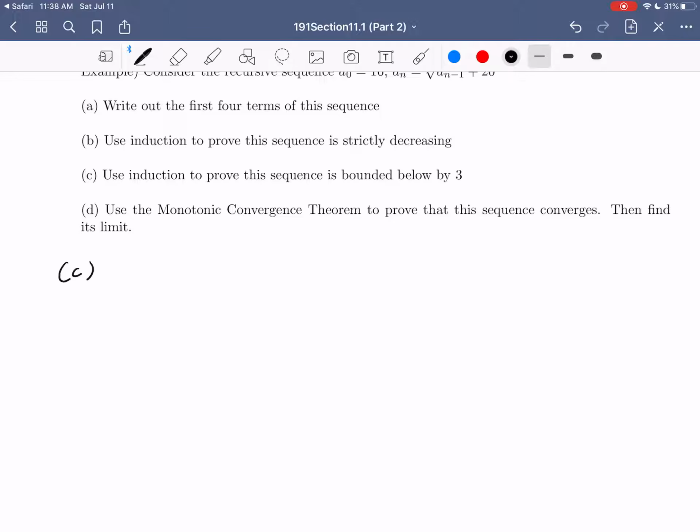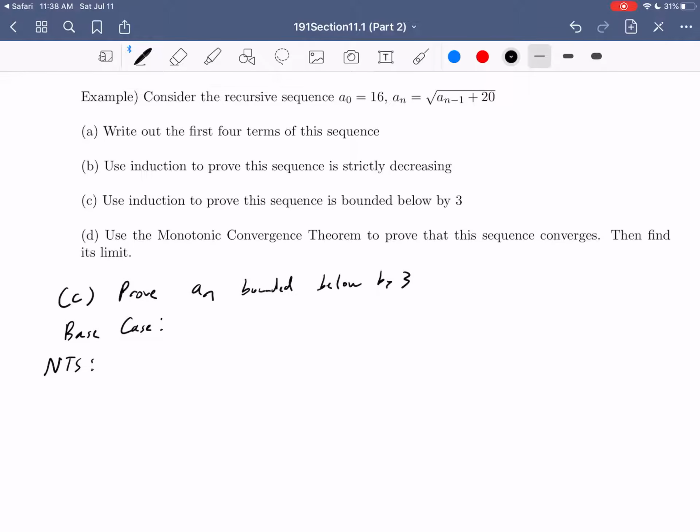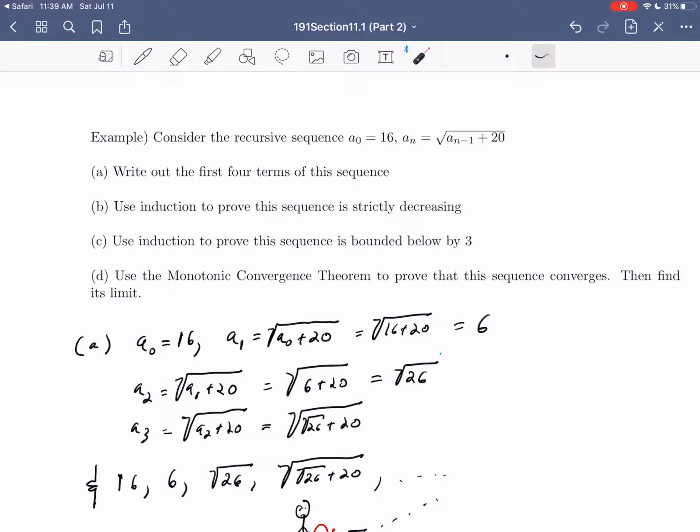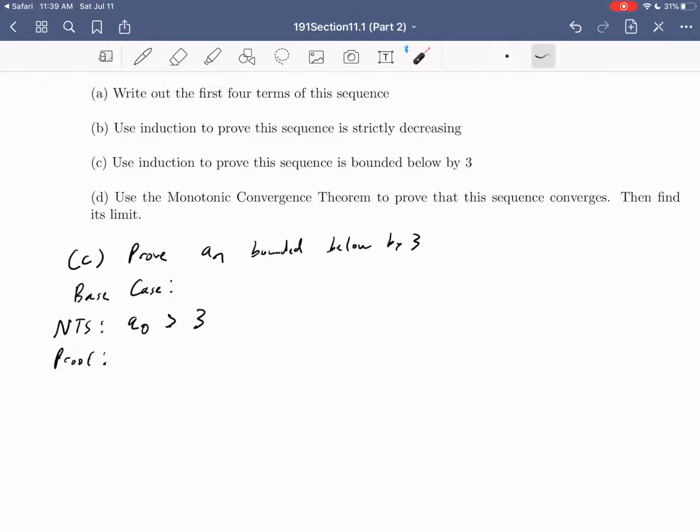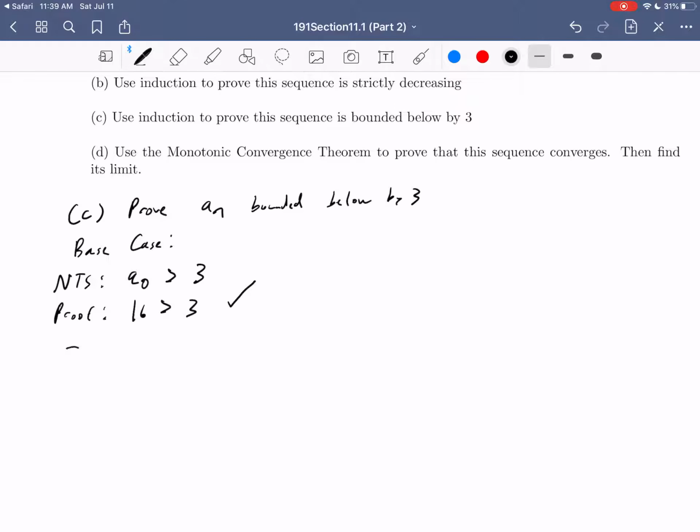So for C, we need to prove A sub n is bounded below by 3. So we need to do our base case. What would our base case be? Well, we need to show that the very first element, A sub 0, is greater than 3. In other words, that the very first element is bounded below by 3. The proof of that should be very simple. We just look back. What was A sub 0? Well, it was 16. So clearly 16 is greater than 3. Check. Now we're ready to do our inductive step.